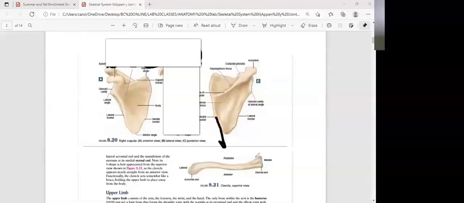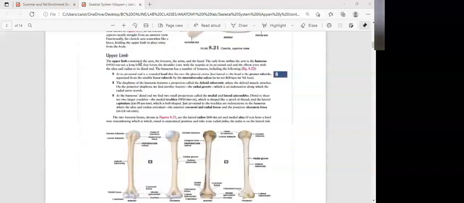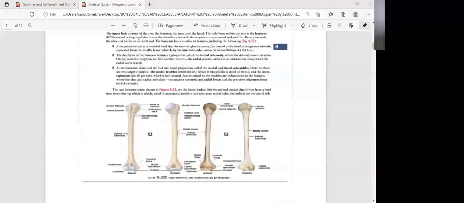Here's your clavicle, and as you can see here, this is the sternal end, and this is the acromial end. So if we go back down here, this is the humerus.